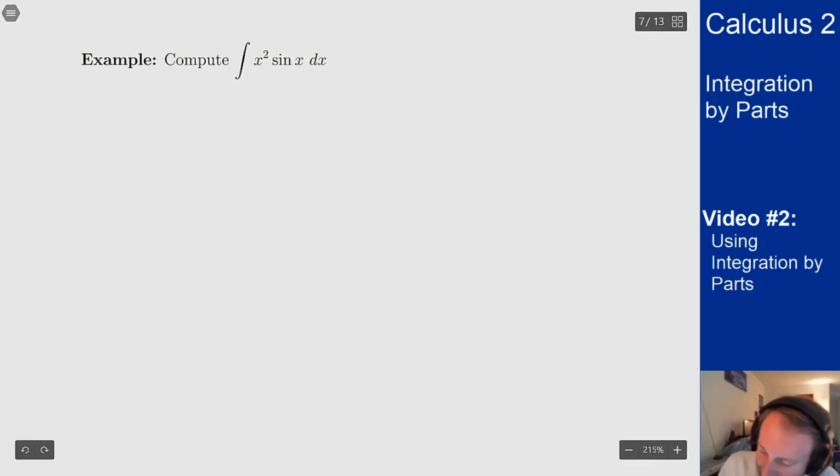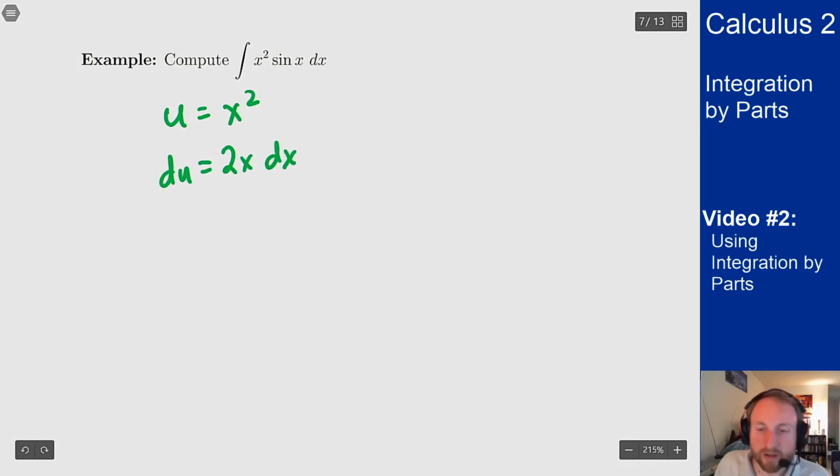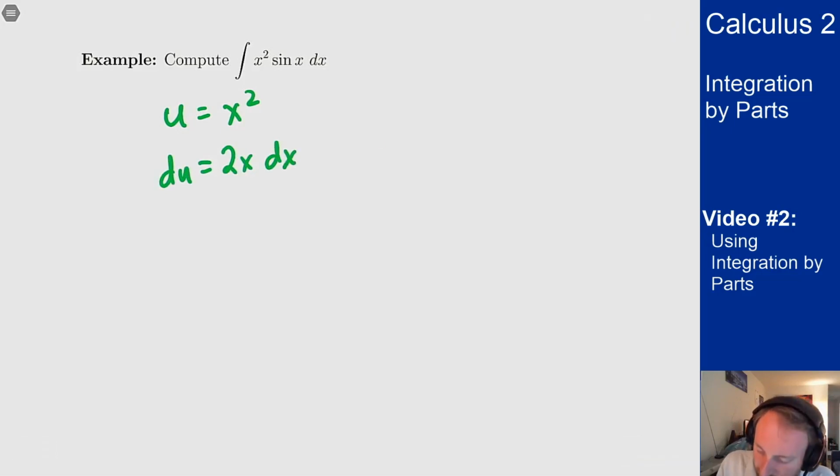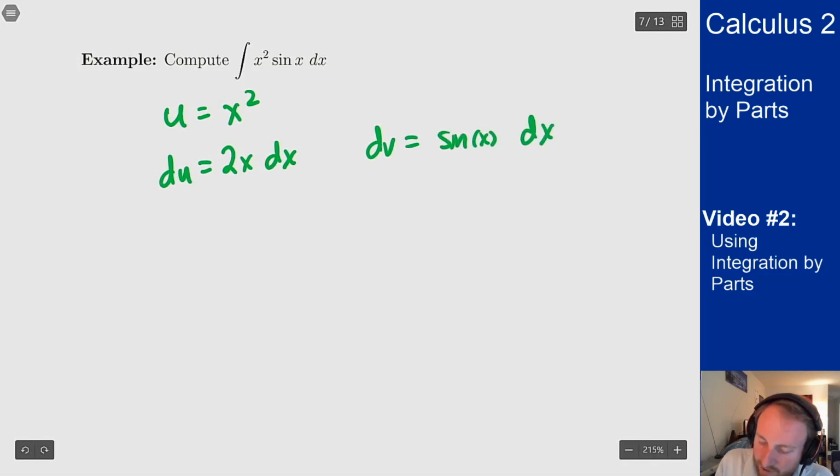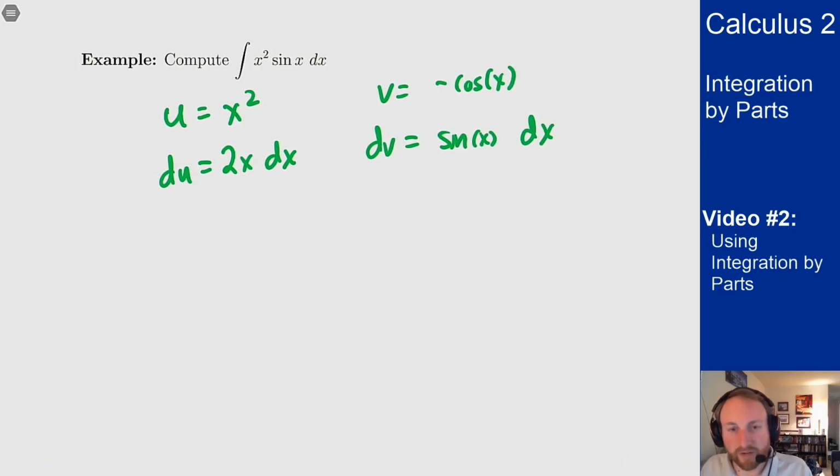So I want to set u to be x squared. So then du is 2x dx. To make this setup work, I need dv to be the rest of my expression. So dv is sine of x dx. So then v is minus cosine of x. It is the antiderivative of sine of x. And now we can write our formula.